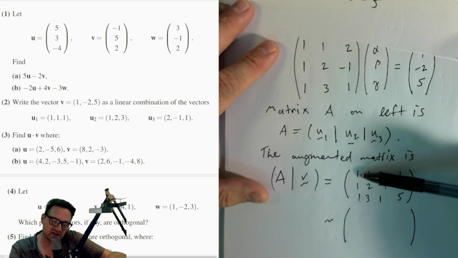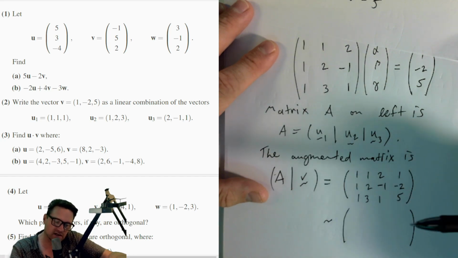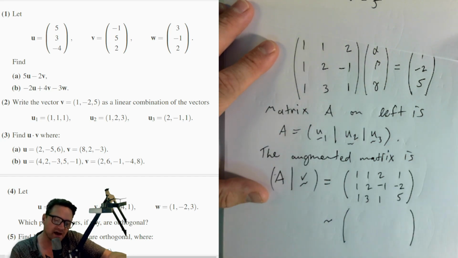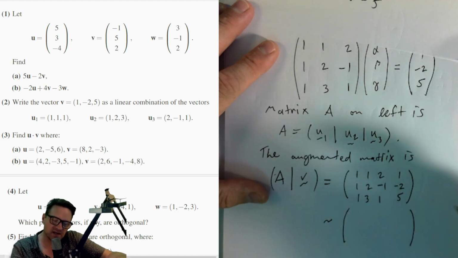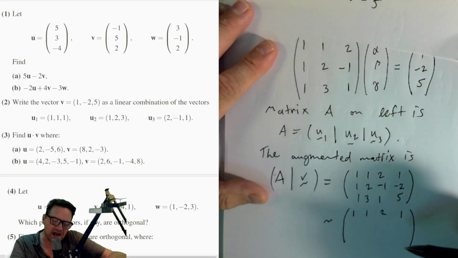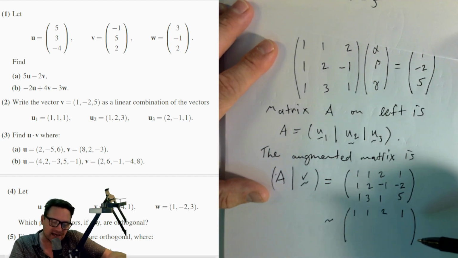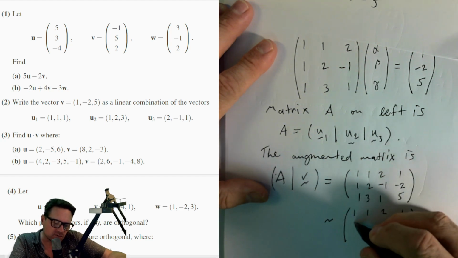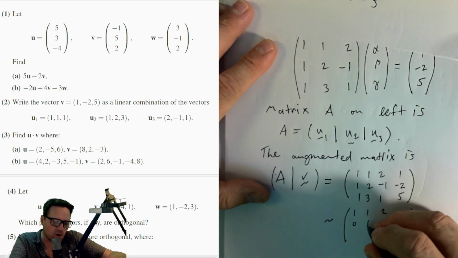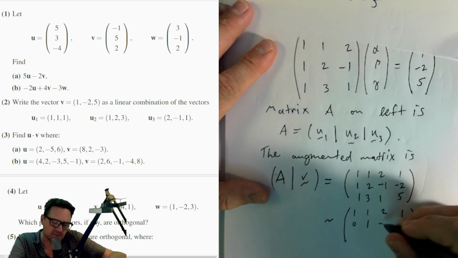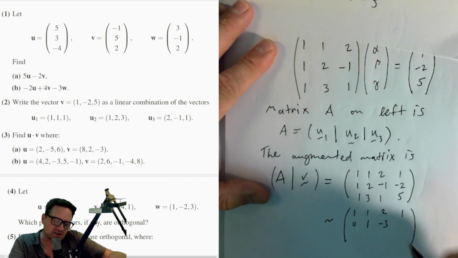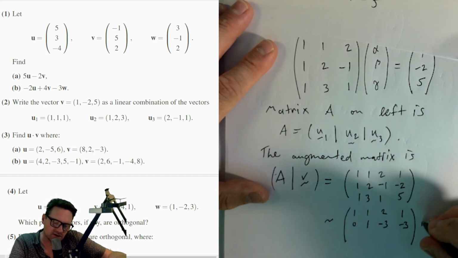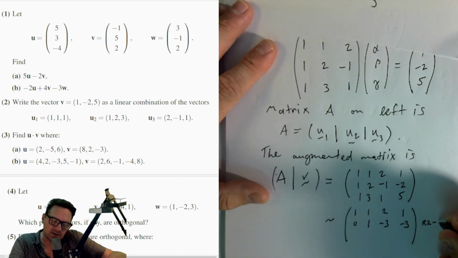Now, I have a pivot here. I'm okay with that. It happens to be the number 1. So I want zeros below that. So I'm going to just copy down the top row. Okay, and now the second row, let's let that be row 2 minus row 1. So we have 1 minus 1 is 0, 2 minus 1 is 1, minus 1 minus 2 is minus 3, minus 2 minus 1 is minus 3, and so this was row 2 minus row 1.